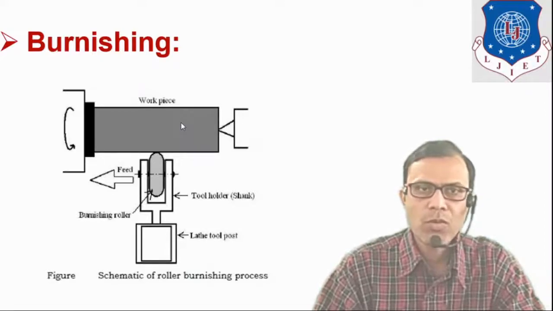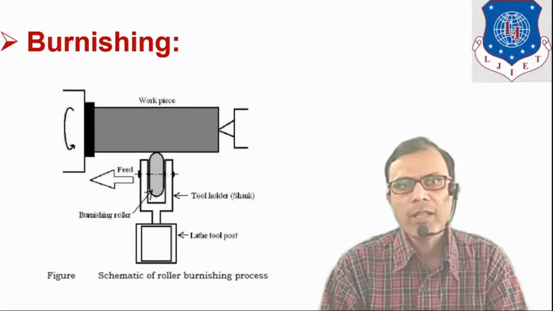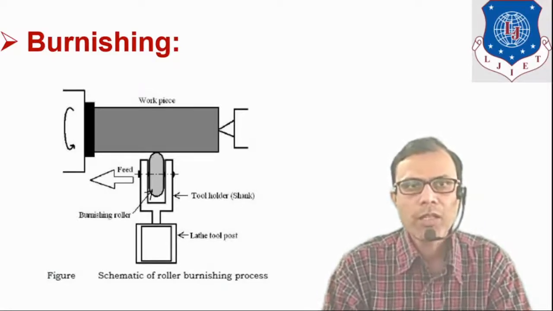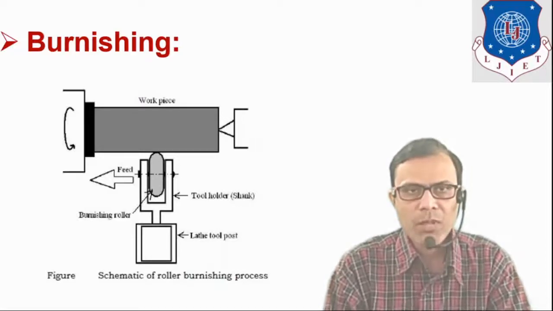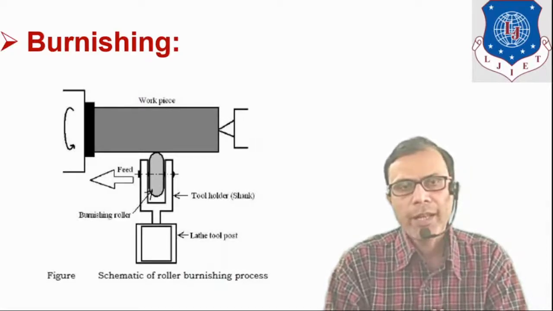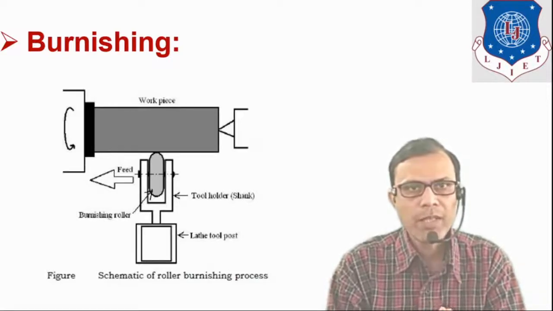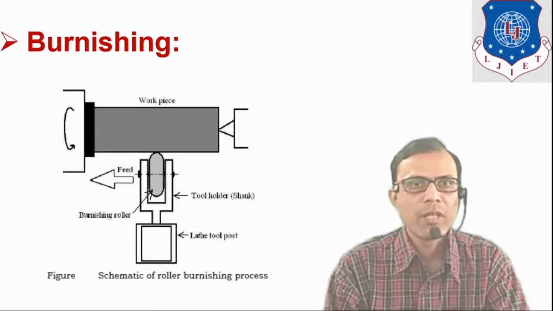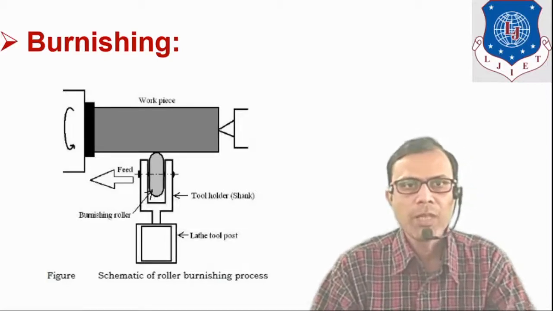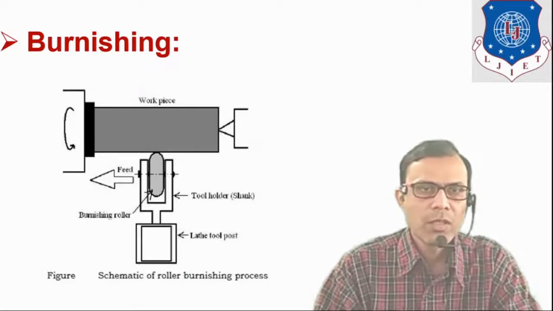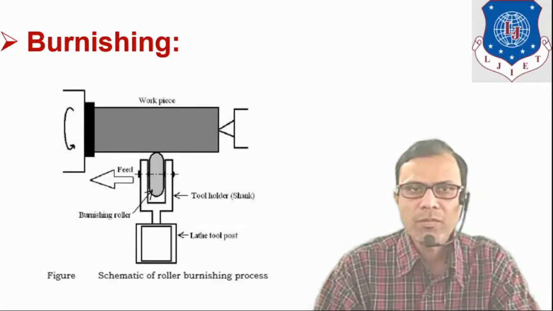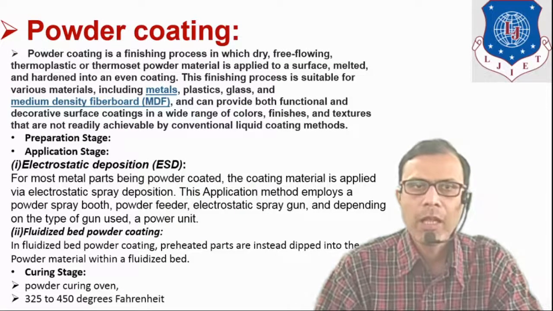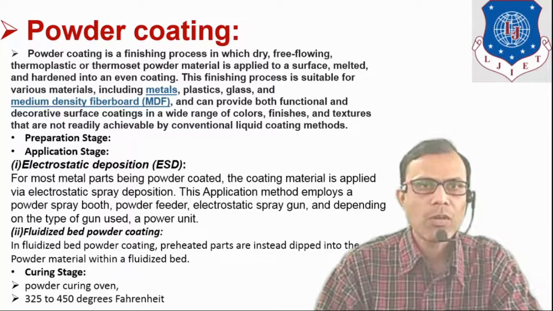This roller is provided the rolling action, and this workpiece is also rotating, and while it is rotating, the roller is pressed against the rotating surface of the workpiece. So by that pressure and rubbing action, the peaks and valleys or irregularities or roughness can be minimized. So it is a basic principle of burnishing process for two types, that is ball burnishing process and roller burnishing process.